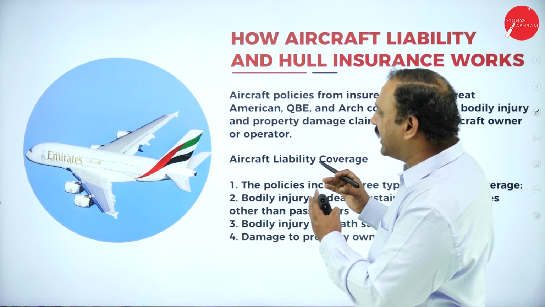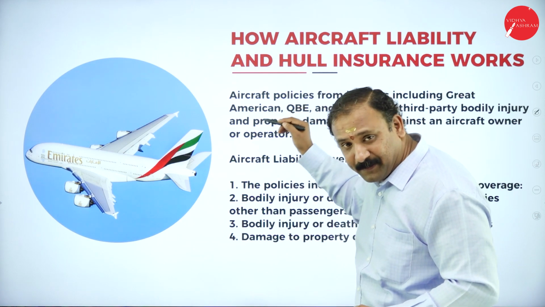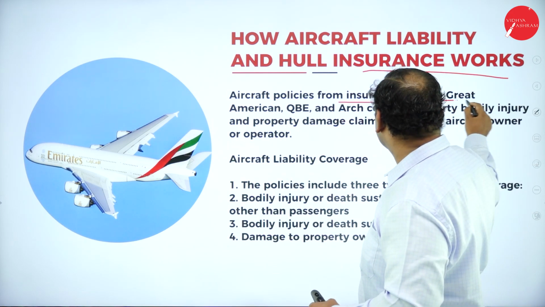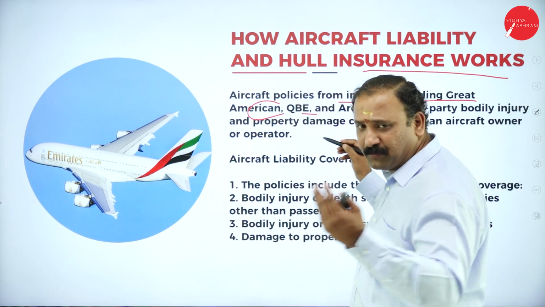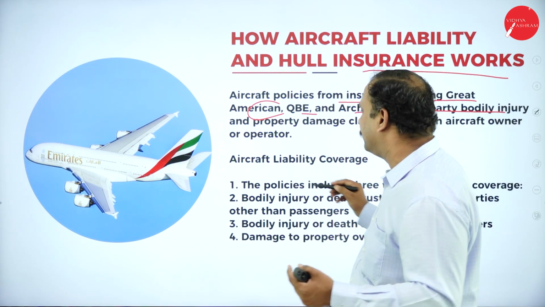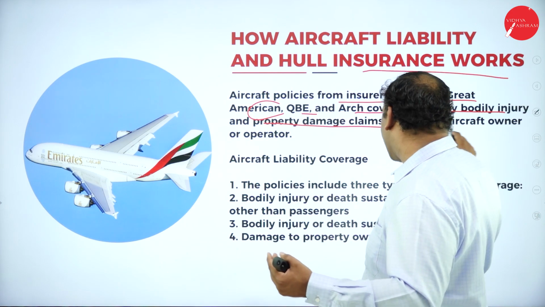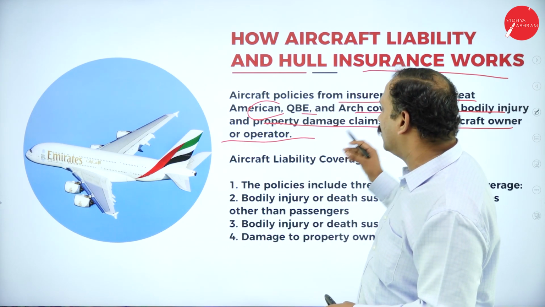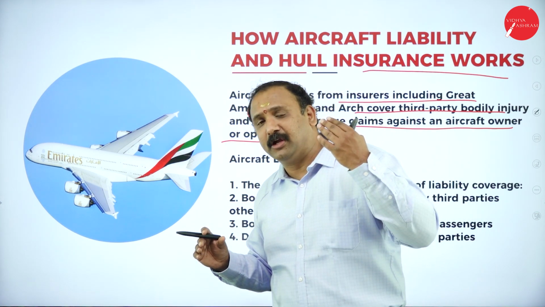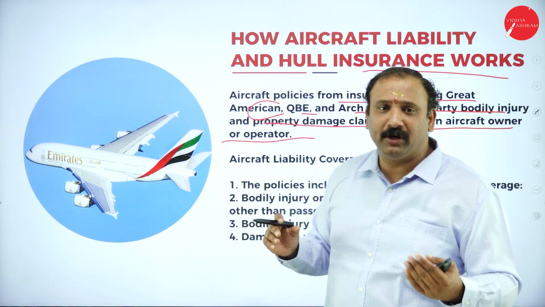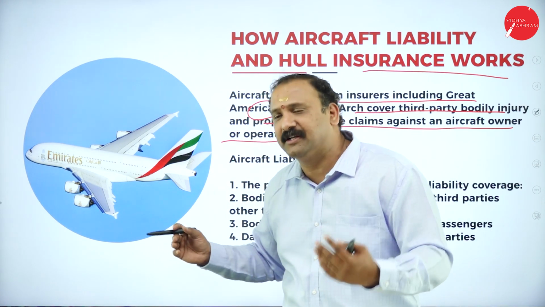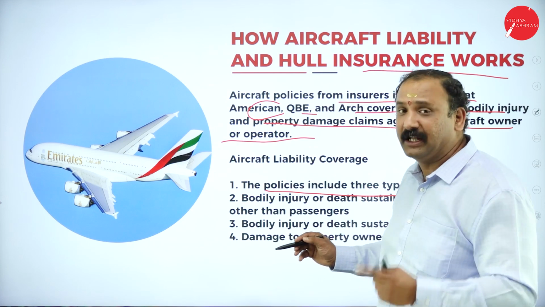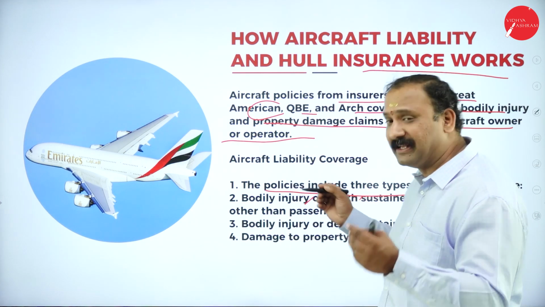Going forward, let us look into how an aircraft liability and hull insurance works. Aircraft liability from insurers, including Great American and QBE, which is also one of the big ones, and Arch, covers third party bodily injury and property damage claims against the aircraft owner or the operator. So what we are trying to look at here is that when factors like third party injury or a body crash happen, they are covered under this. Now the aircraft liability policies include three types of liability. One is bodily injury or death sustained by third parties.